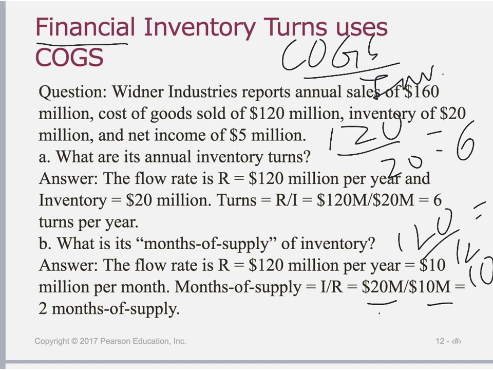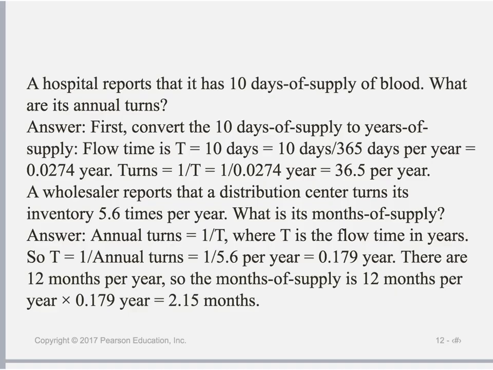The other way, using the earlier example where we turn 6 times a year: there are 12 months in a year, so it's 12 divided by 6 to give you 2. Okay. A hospital reports that it has 10 days of supply of blood. What are the annual turns? First you have to convert the 10 days of supply to years of supply. So 10 over 365 is 0.0274 years worth of inventory. In terms of turns, the turns would be 1 times your annual demand, basically.